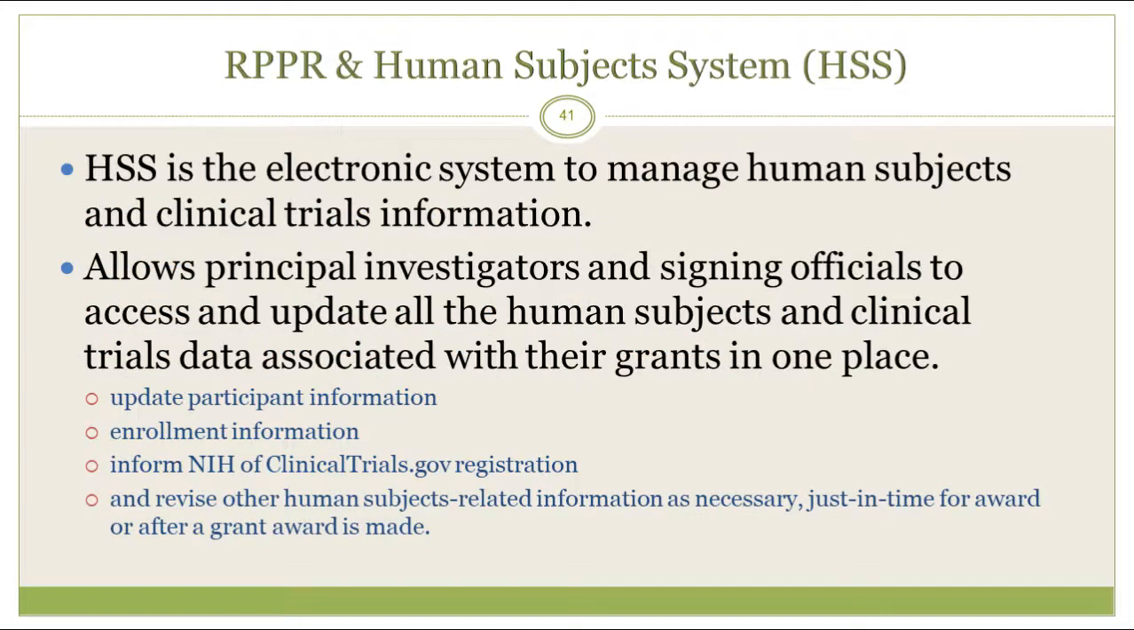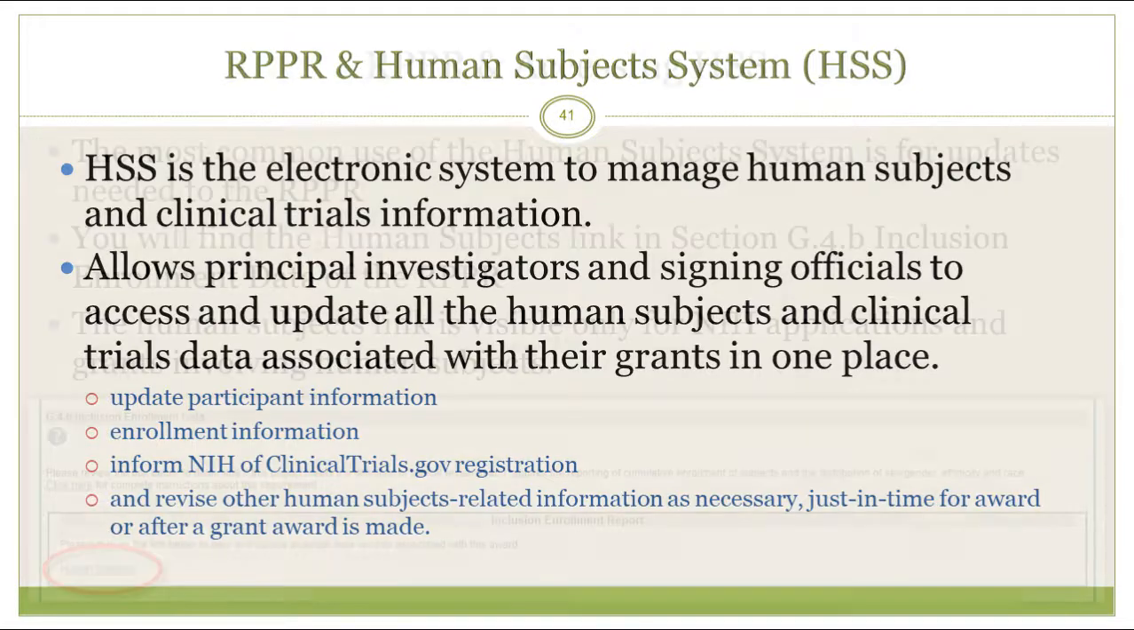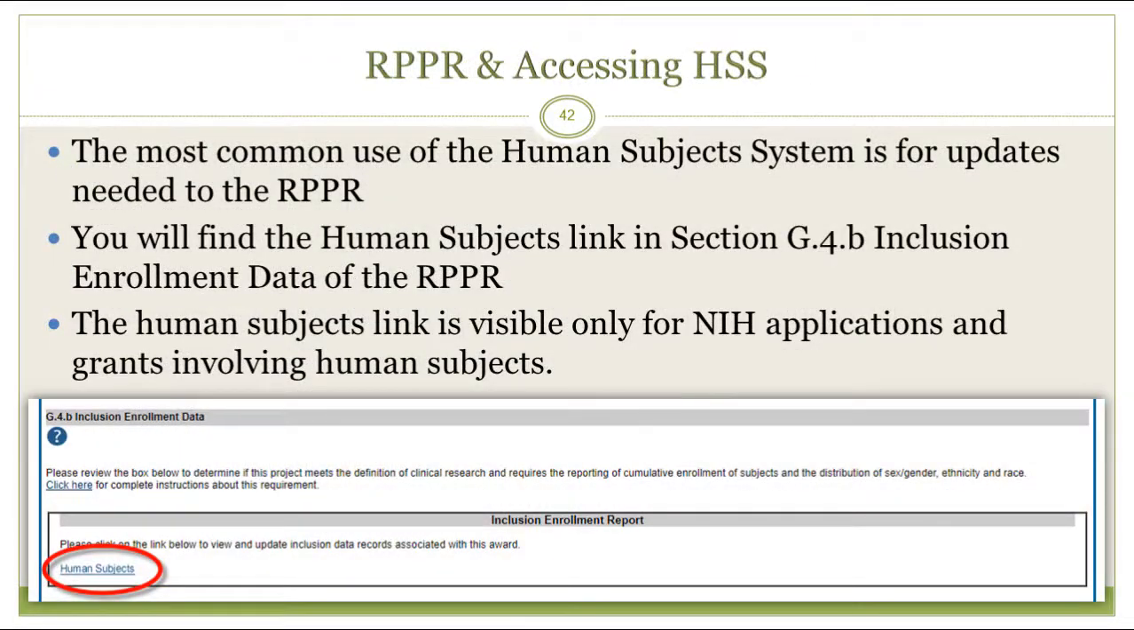The RPPR is integrated with another eRA system, the Human Subject System. HSS allows you to manage your human subjects in clinical trials information and is available either through the eRA status or when preparing the RPPR, it can be available there. The most common use of the HSS system is for updates that will be needed in the RPPR. You will find the human subjects link in section G4B, which is inclusion enrollment data of the RPPR, and it is only available if you need to make updates to human subjects.